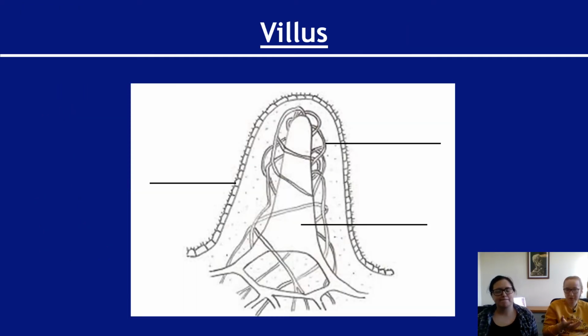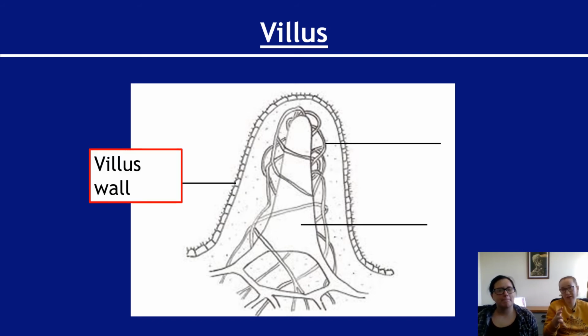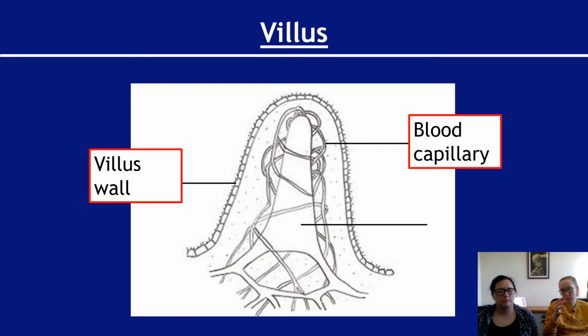Okay, so this structure here, we said in the last slide, villi. Villi is plural, a single one is just called a villus. It looks like this. You need to know three features of it. You need to know about the villus wall, which is the wall around the outside, and it is one cell wide. You need to know about the blood capillary, which is exactly what blood capillaries have always been in the last load of topics, so the thing that gives blood to the actual villus.